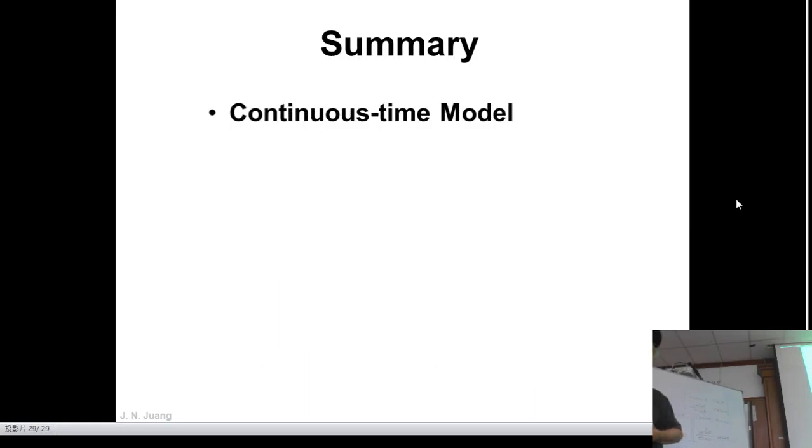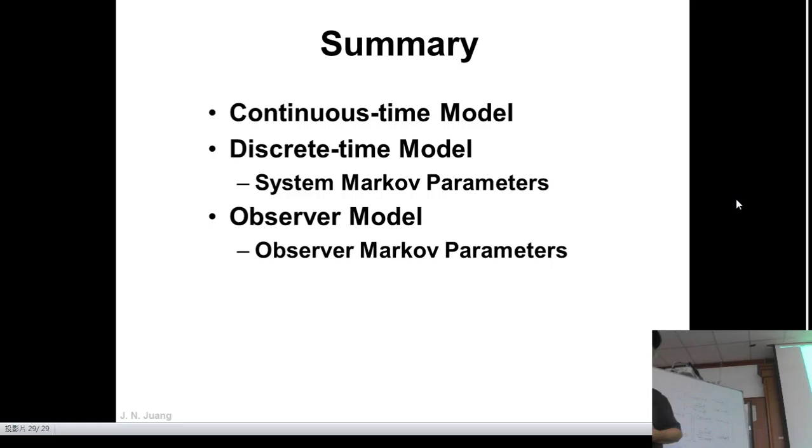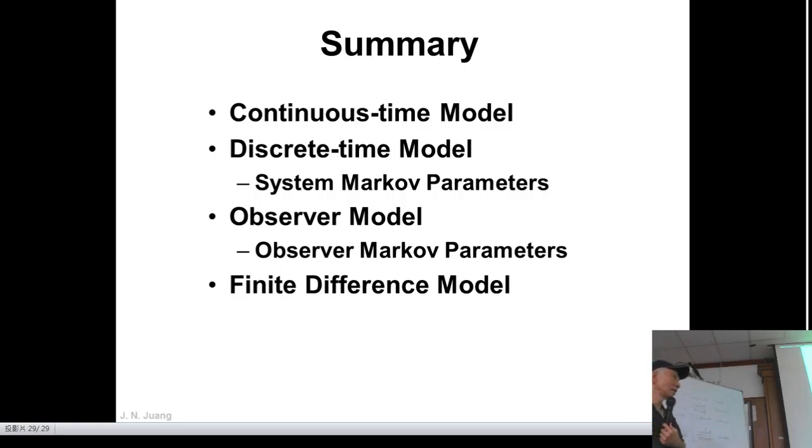All right, in summary, we learned in these chapters at least four different models. The continuous time model, including two different models: one is a second order model, one is a first order model. For the discrete model, we have the first order discrete model. There's no such thing as a second order discrete model.